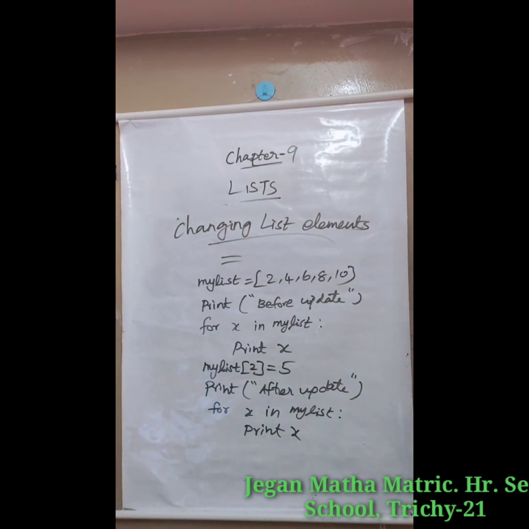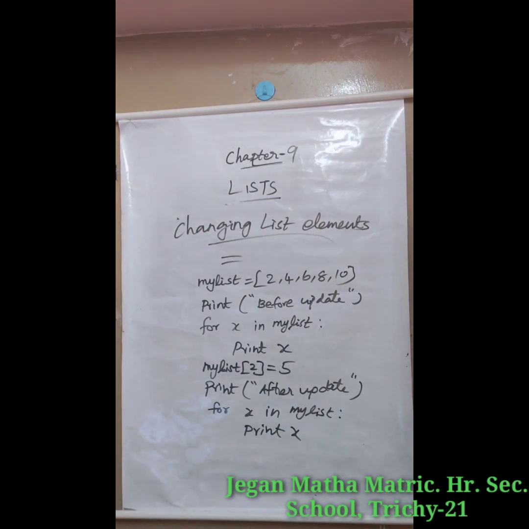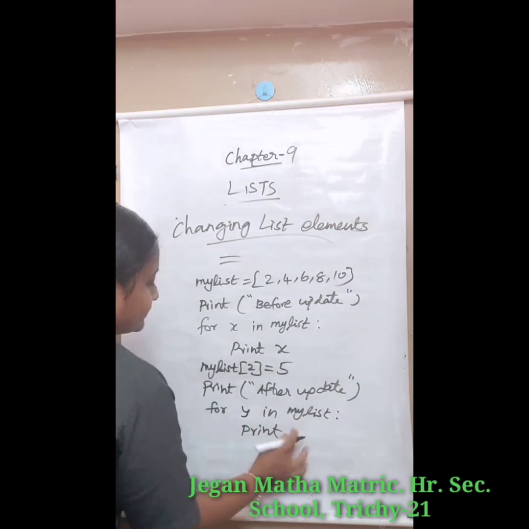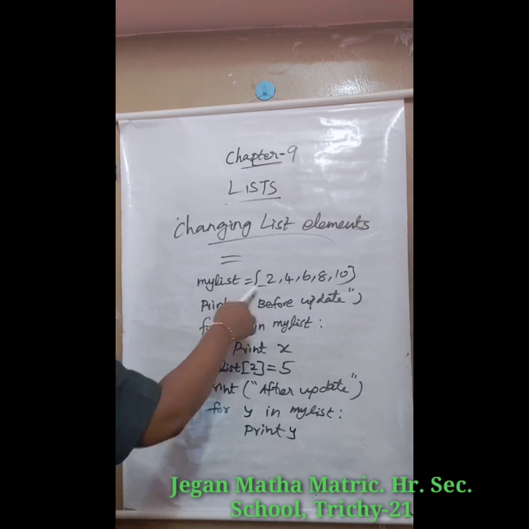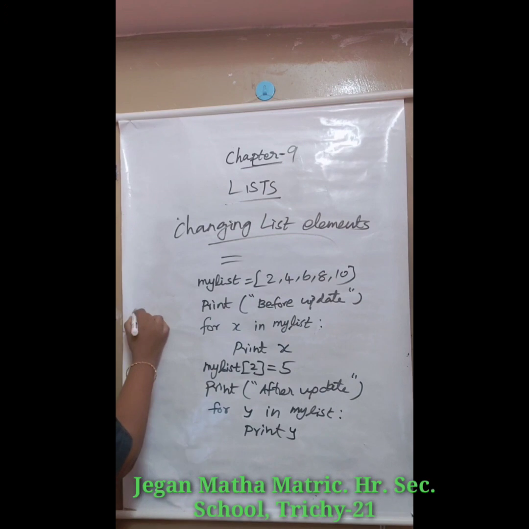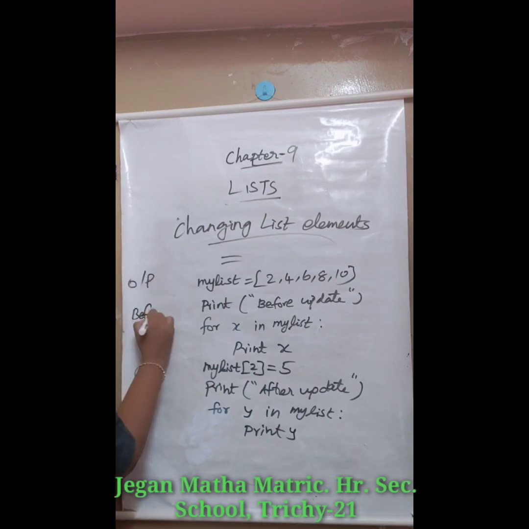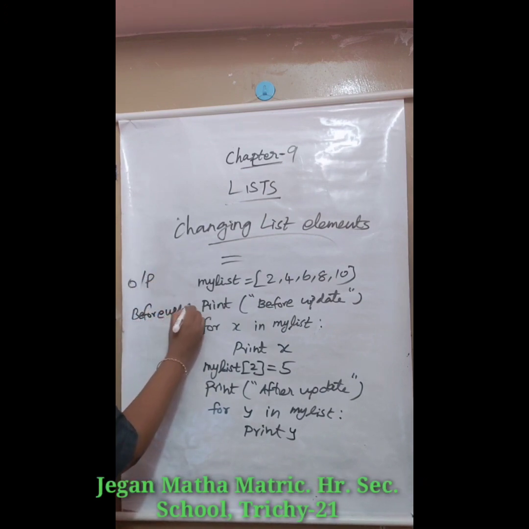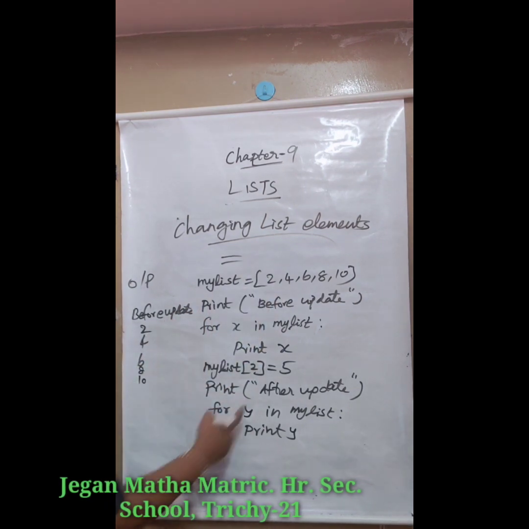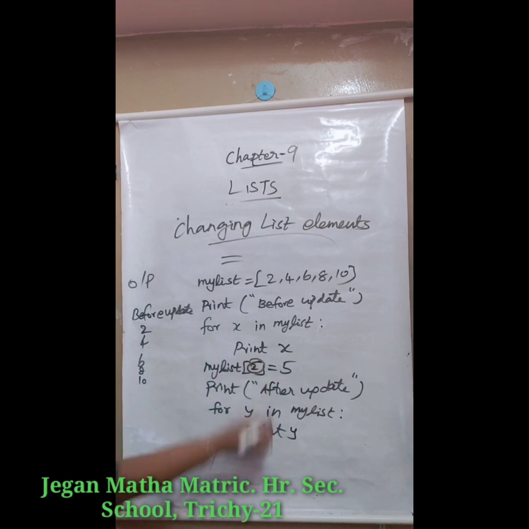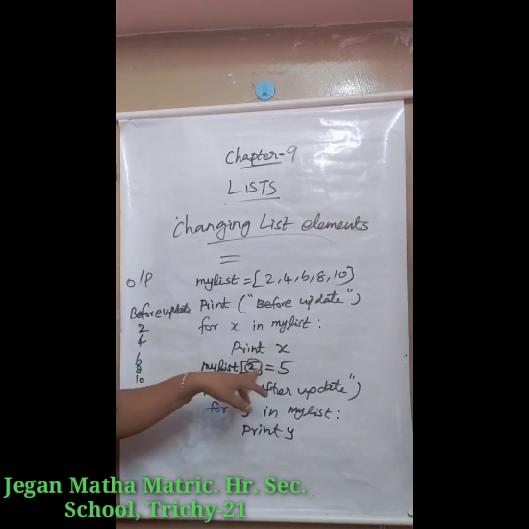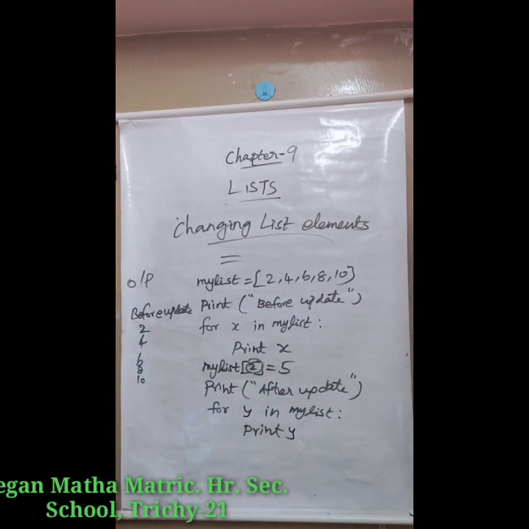So now when I run the program, when I compile the program, the first output is, so here we will change it as y also. So here now my list values before update, for x in my list, print x. So the output of this program before update: what are the values? 2, 4, 6, 8, 10. Then another statement, here we change the index value 2. So the second index value we change, instead of 6 we are going to change it to 5.